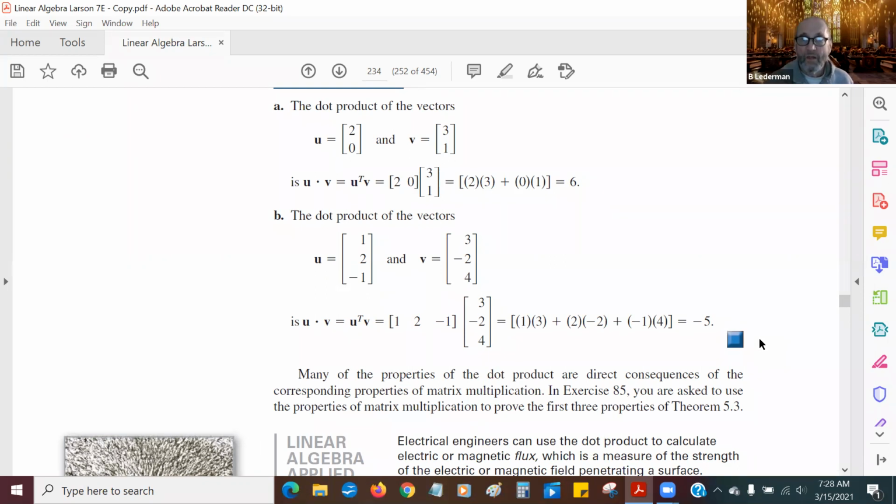And now you may say, who cares? What's the point? Well, there are a lot of properties of dot products that are direct consequences of the corresponding properties of matrix multiplication. It's just that the concepts intermingle, or commingle, or I don't know what the word for it is.